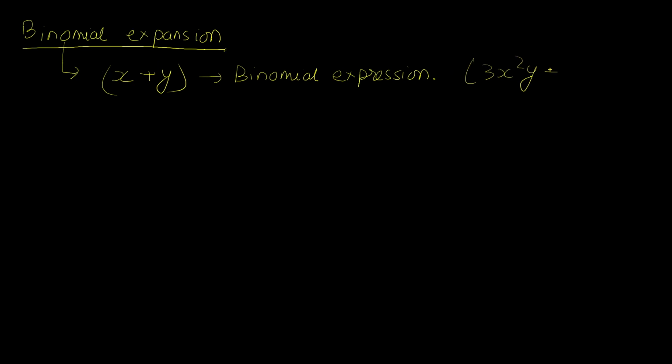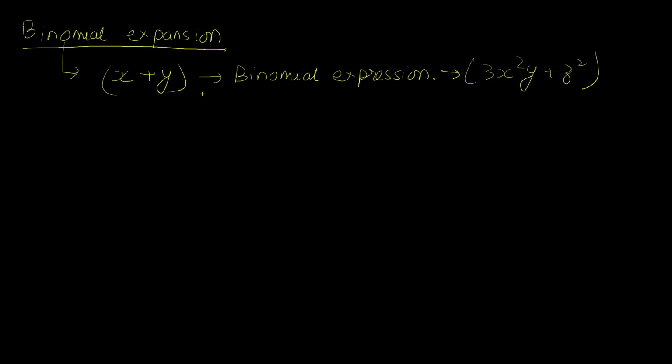First, let's build a couple of ideas about what a binomial expansion is. So if I have a sum of two things, x and y, this is typically called a binomial expression. And for the general case, x and y could be anything. They could be constants, they could be variables, or they could be product of variables and constants. So something like 3x squared y plus z squared would also count as a binomial expression. And when we talk about expansion, we mean the expansion on the different powers of this binomial expression.